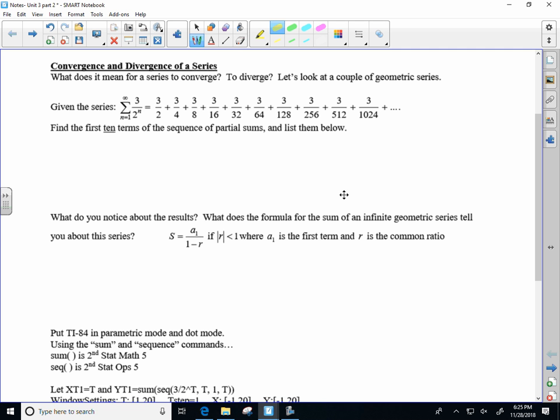All right, so it's asking us here to find the first 10 terms of the sequence of partial sums and list them below. Partial sums, that's kind of weird, because when you look at it, you say, well, isn't that what's written up there? I have, looks like 10 things, maybe not, I don't know. It involves sums, but what is this partial component? It seems like we're using overly complicated verbiage.